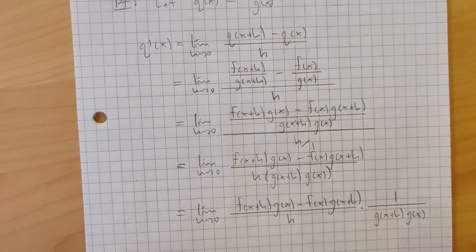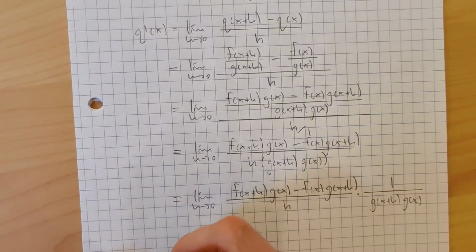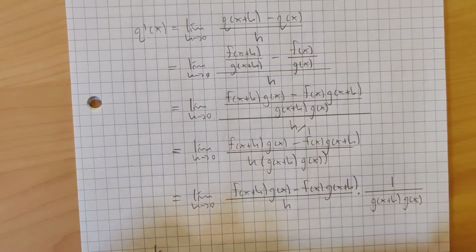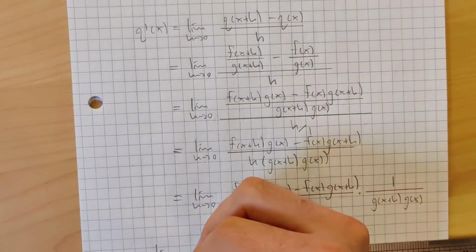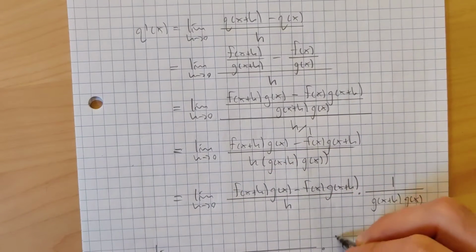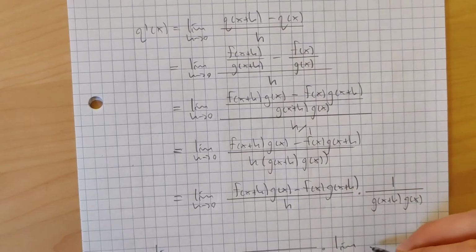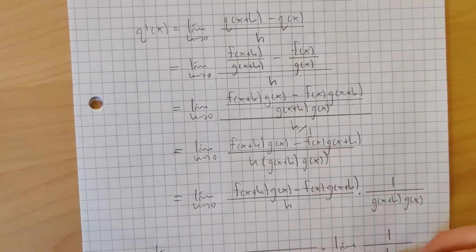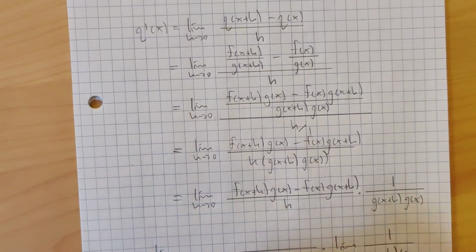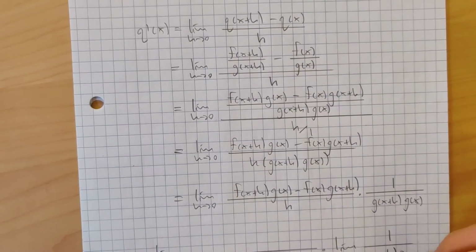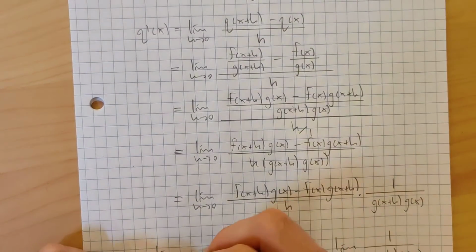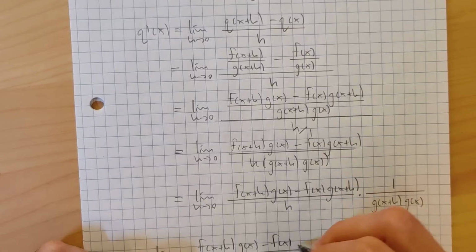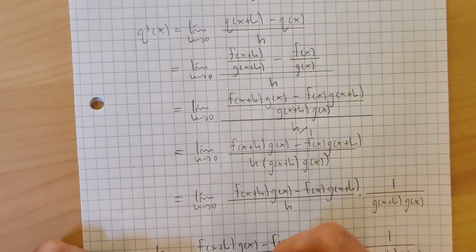So let's do that. Let's split this up into two limits. The limit of all this stuff times the limit as h goes to 0 of this, 1 over g of x plus h, g, whoops, times g of x. Okay, so this is still the same. g of x minus f of x times g of x plus h over h.